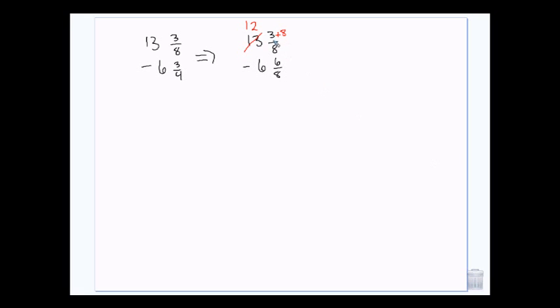So instead of being 13 and 3/8, this is now 12 and 11/8. 8 plus 3 is 11. Minus 6 and 6/8. 11 minus 6 is 5. 12 minus 6 is 6. So if you borrow 1, you just add the denominator to the numerator. Good? Anybody need to see another one?